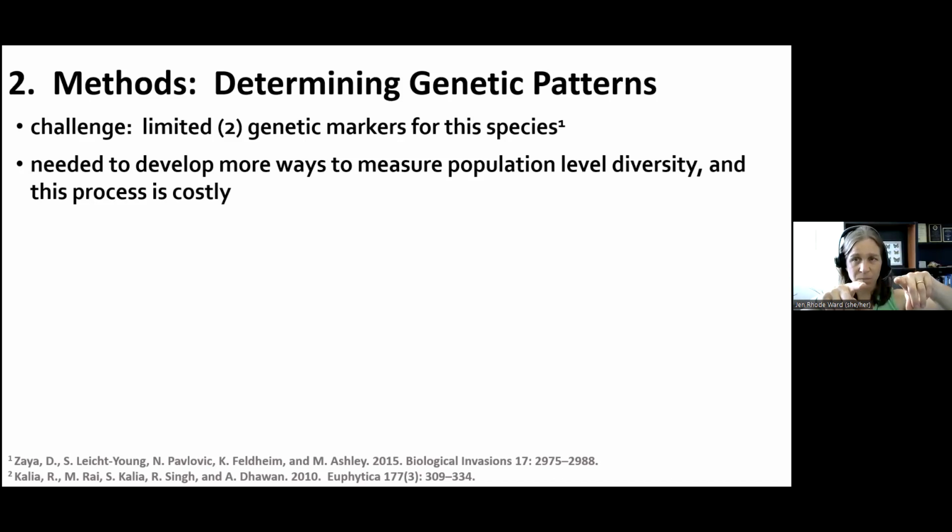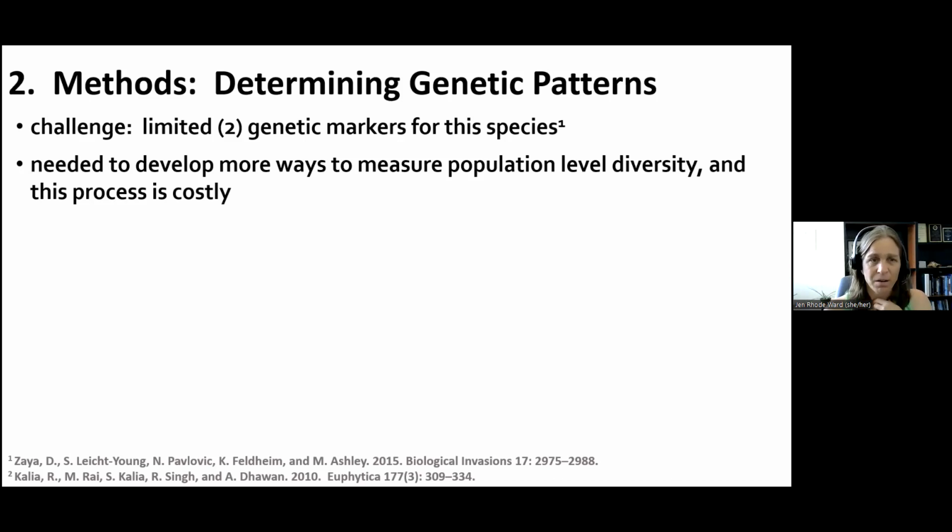So they use this to support their ideas about hybridization, but it doesn't tell you anything about variability within a population. And so I realized that I needed to develop more ways to measure population level diversity, and that has an upfront cost of about $4,000, which I did not have.